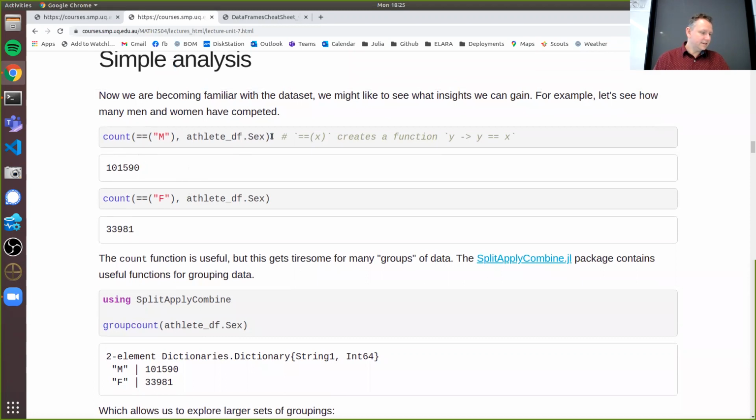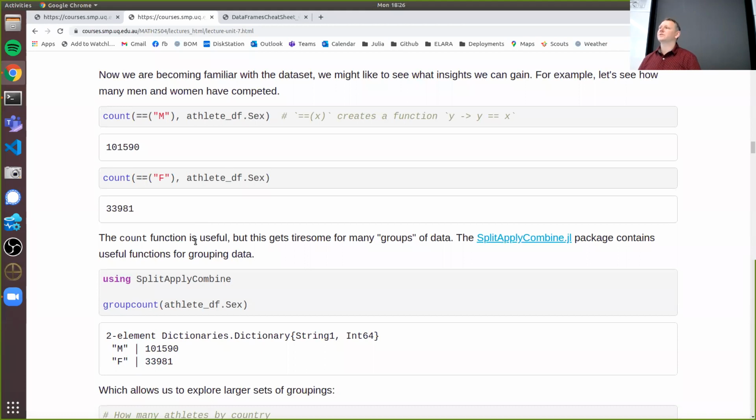So what we've got here is a count function. It takes a predicate function. So this itself returns a function, which when you compare it to something, it gives you true or false, whether it's M or not M. So this is counting the number of things in the athlete data frame .sex column. How many of them are M and how many of them are F? And we get those 2 numbers.